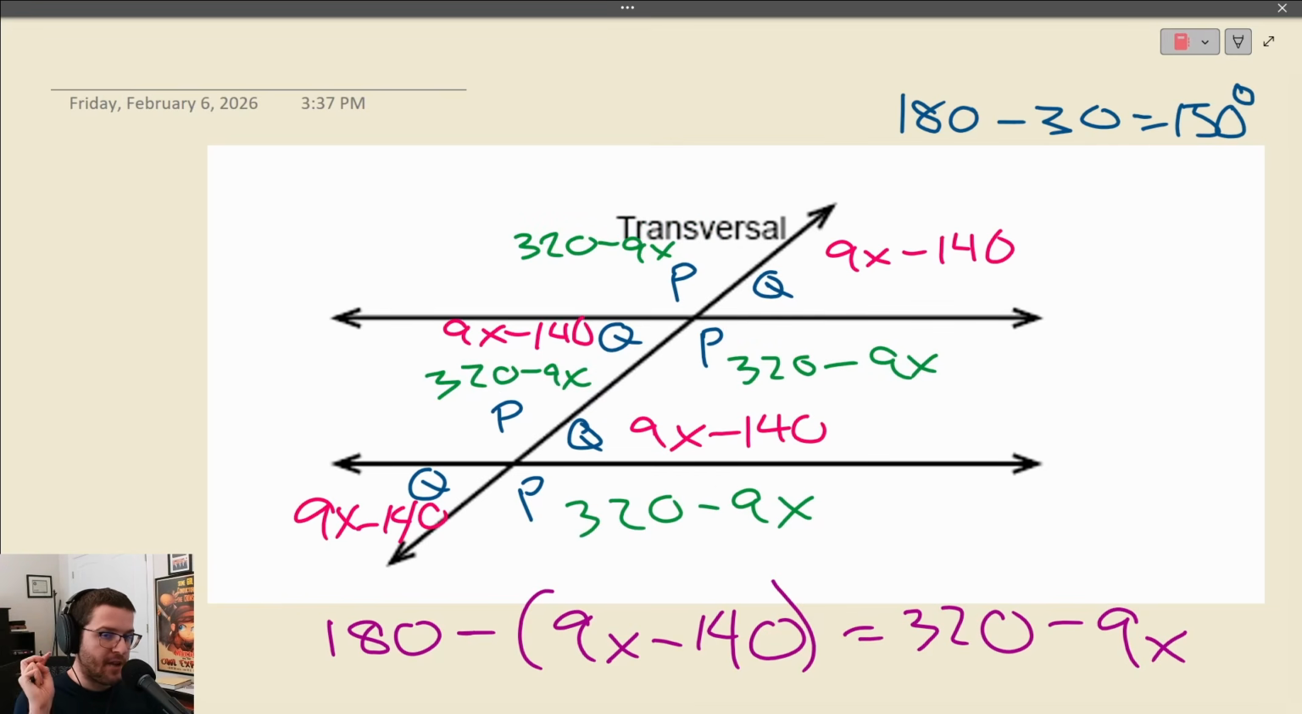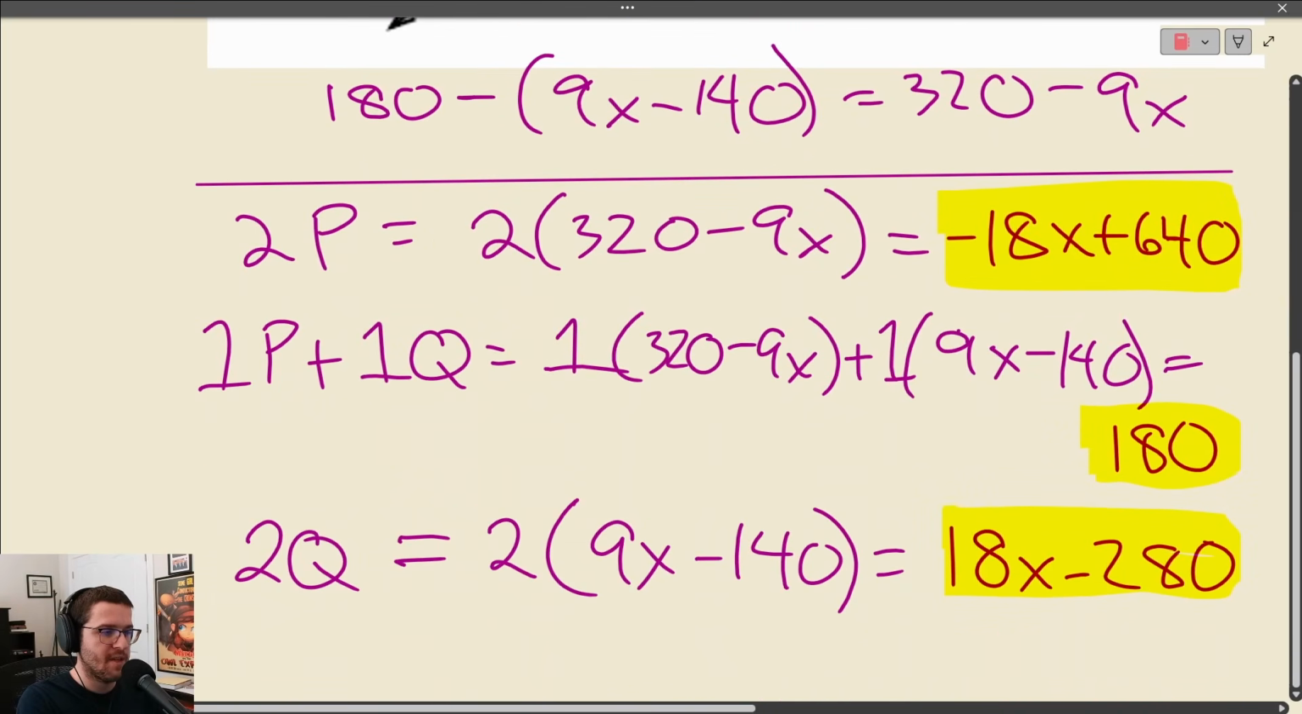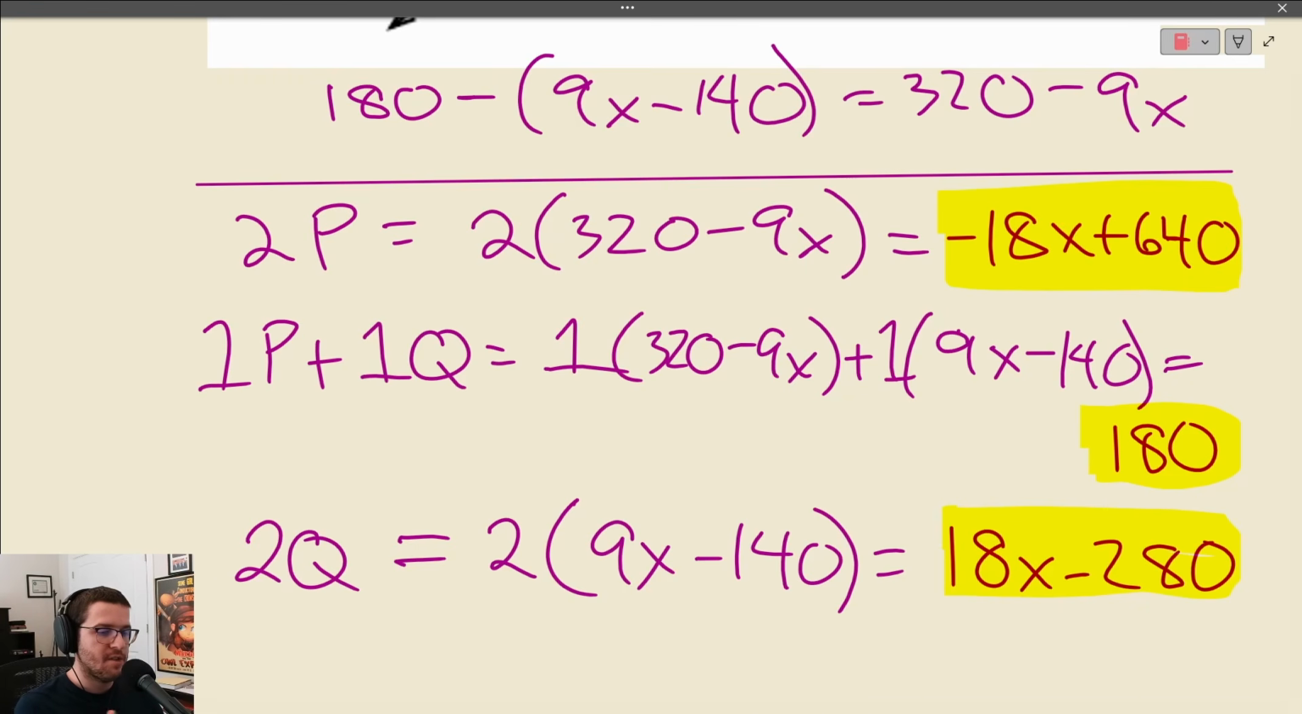So remember, it said to add 2 angles. So we just need to find all the possibilities that can happen of adding 2 angles. So it could be 2 P's, it could be 1 of each, or it could be 2 Q's. I already did that off screen. Let's scroll down here. 2P gives us negative 18x plus 640. 1 of each gives us 180. And 2Q gives us 18x minus 280.